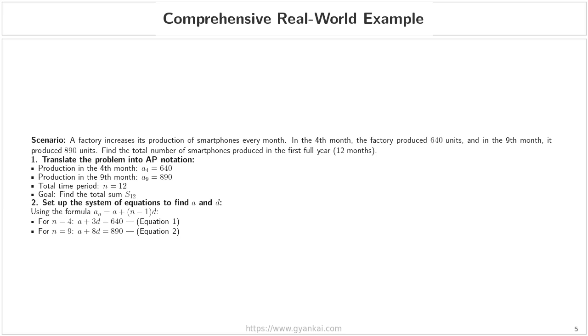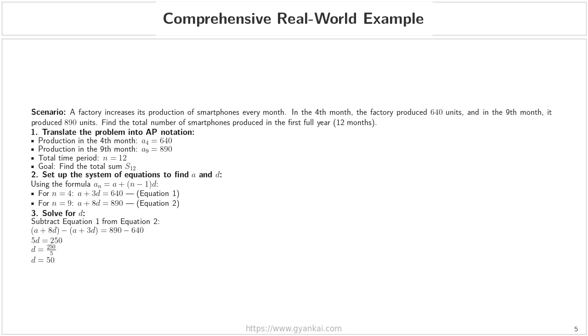Step 2, setting up the system of equations. As we saw in the previous slide, we don't have the first term or the common difference yet. So, using our general term formula, where a sub n equals a plus n minus 1 times d, we can create two equations. For the 4th month, where n is 4, we get a plus 3d equals 640. This is our first equation. For the 9th month, where n is 9, we get a plus 8d equals 890. This is our second equation.